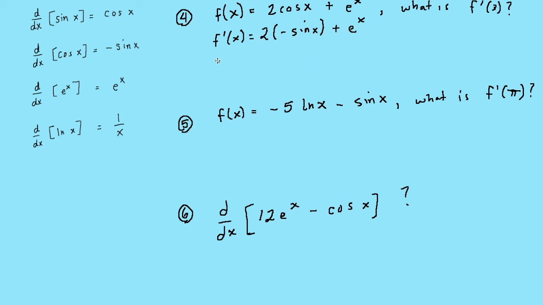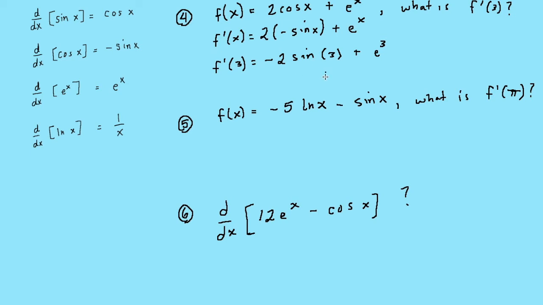There's really no need to do that here, since we're just going to get our answer as f prime of 3 is 2, or here's where I'll rearrange it, is negative 2 times sine of 3 plus e to the third power.